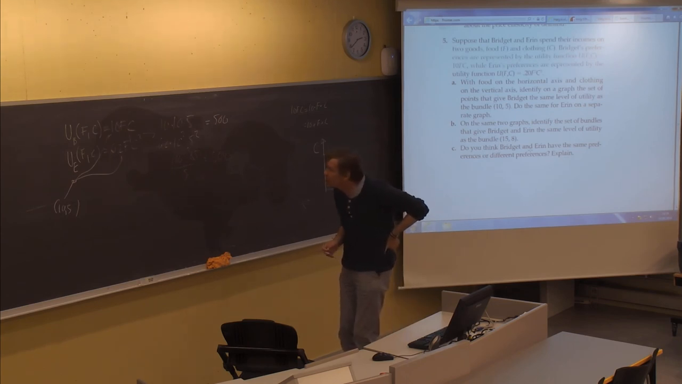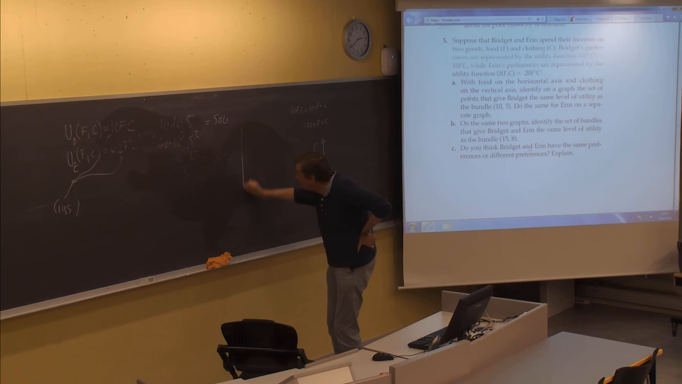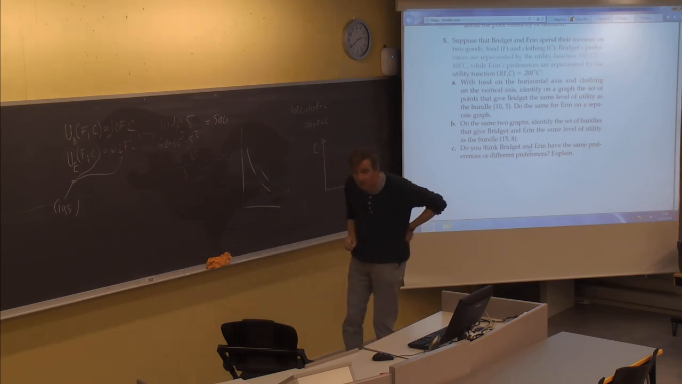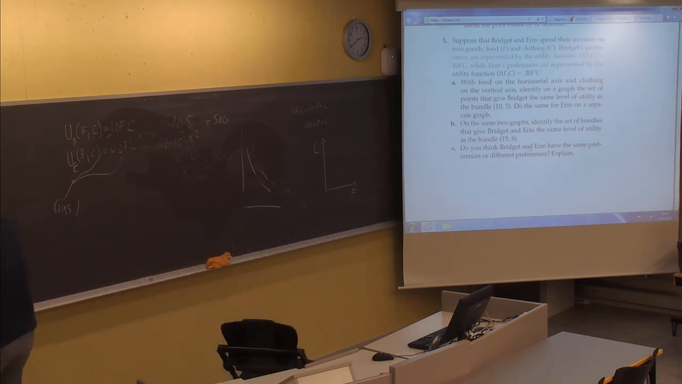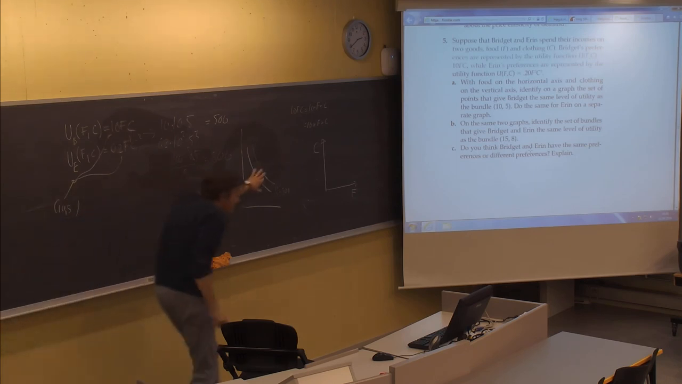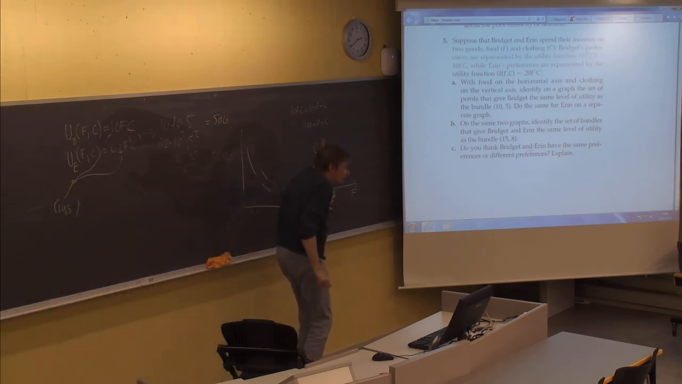Okay, so then we are aiming to find two sets of indifference curves which have a utility of 500 on both of them, okay? That's the idea. To solve that, we just follow the recipe here. We put the utility of each function equal to 500 for both utility functions, and we solve this typically with respect to C in this case, given that we want to have the axis as this.